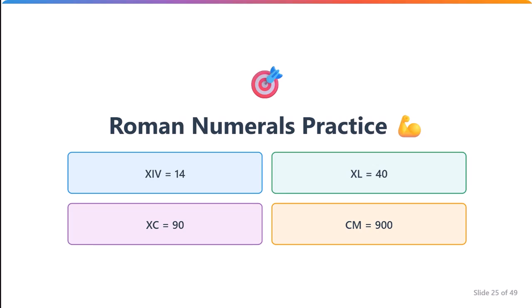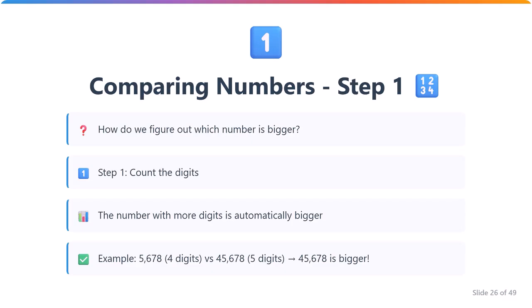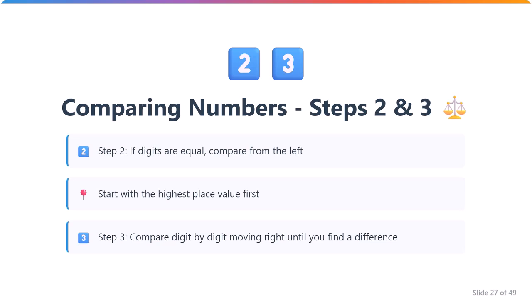CM equals 1,000 minus 100, which equals 900. How do we figure out which number is bigger? Let me show you the 3 simple steps. Step 1. Count the digits. The number with more digits is automatically bigger. For example, 5,678 has 4 digits, and 45,678 has 5 digits.